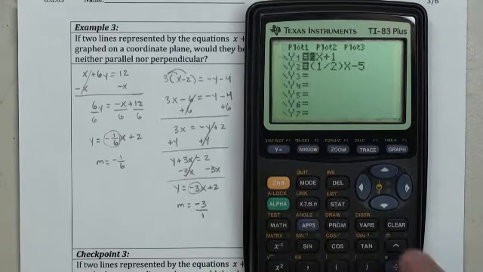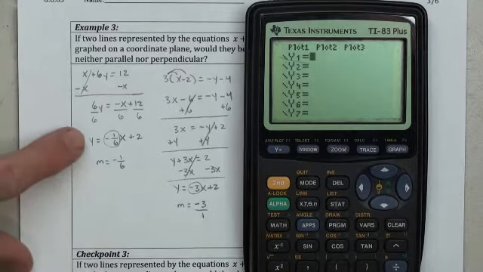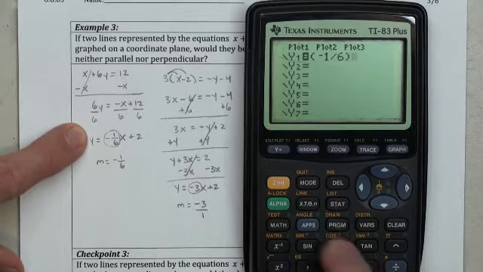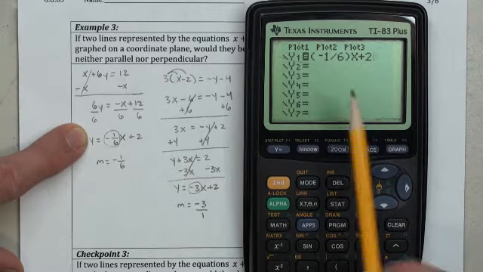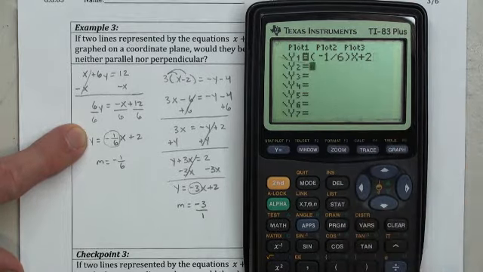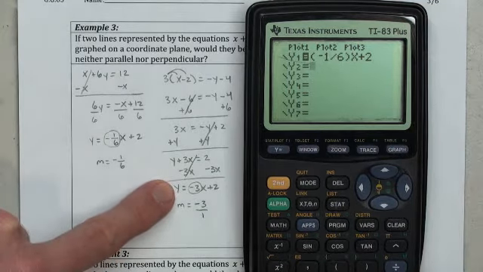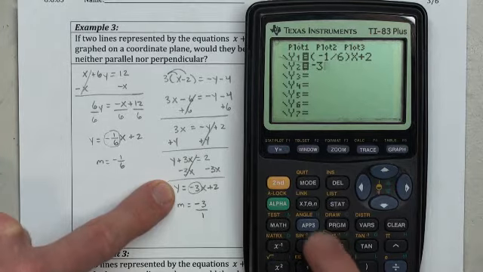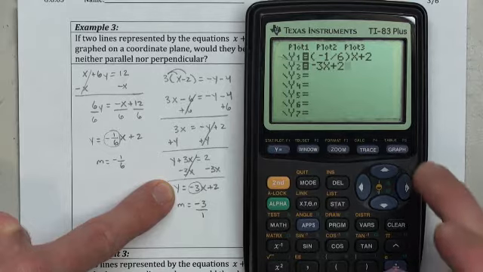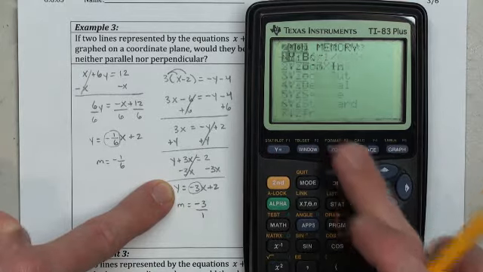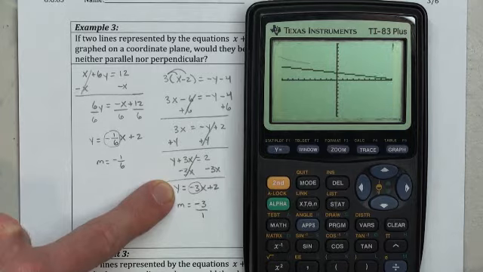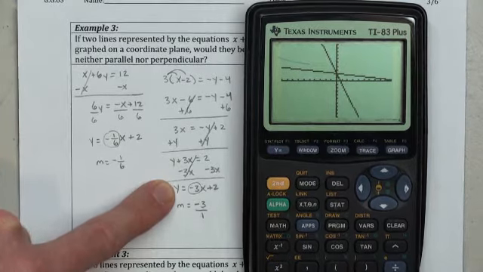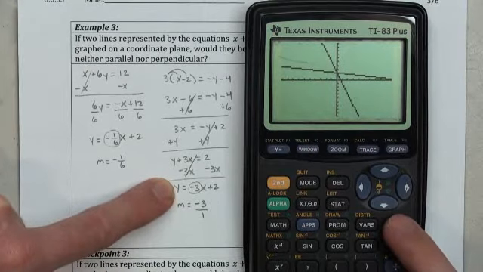Now, I go to y equals. I clear both of those. I put in the y equals mx plus b equation, the one that I did. Put the fraction in parentheses. Negative 1 divided by 6, times x plus 2. So that's negative 1/6 times x plus 2. And then I put this one in there. This one I don't need to put in parentheses because it's not a fraction. So negative 3 times x plus 2, or negative 3x plus 2. I hit zoom. And this time I'm just going to hit the number 6 for ZStandard. Okay, and you can see that those lines are not parallel and they're not perpendicular. Okay, so we can be confident that our answer is correct.